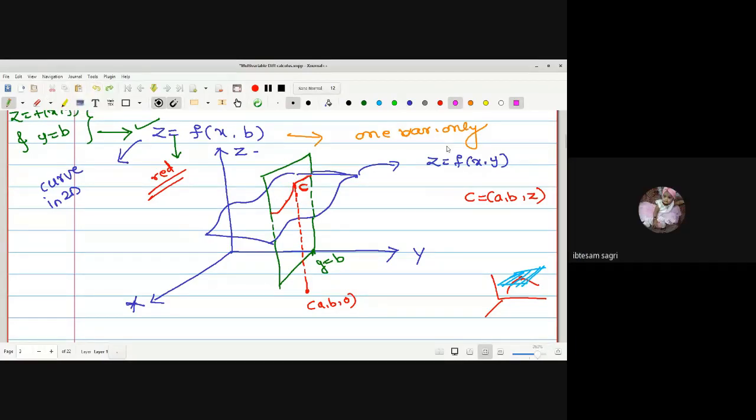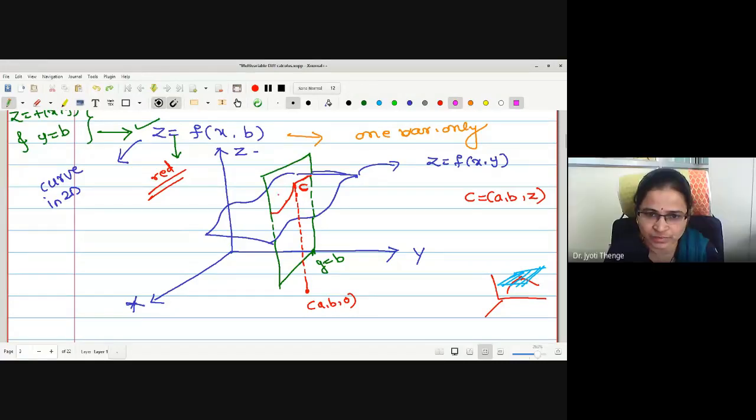Ma'am, will you explain one more time, please? Okay, let me just draw the sketch and I'll explain. Why I am getting double lines? This doesn't look like straight line.